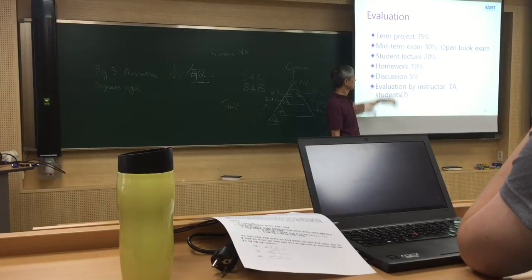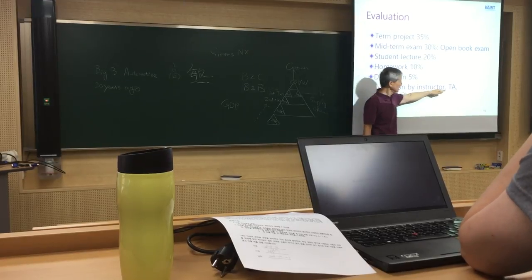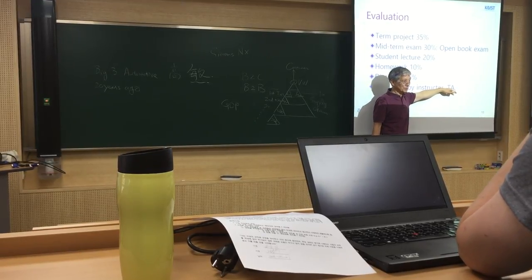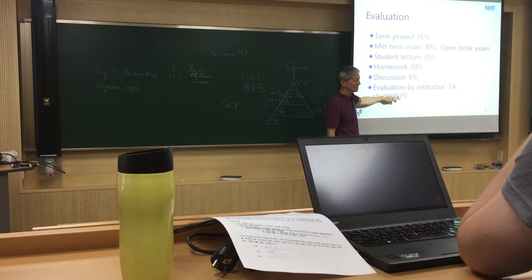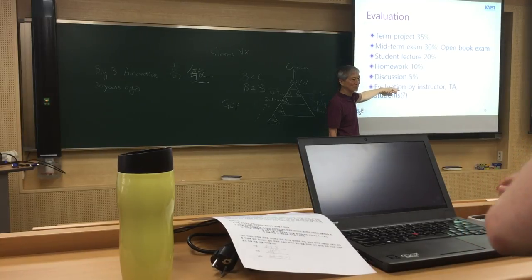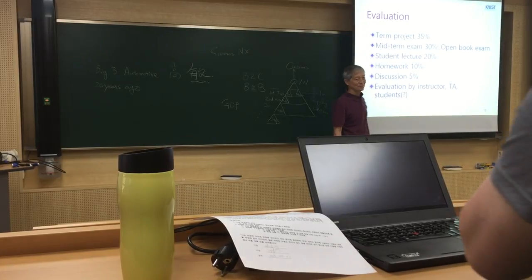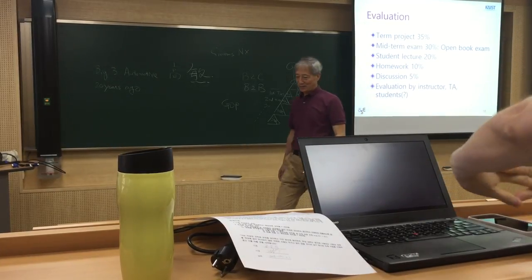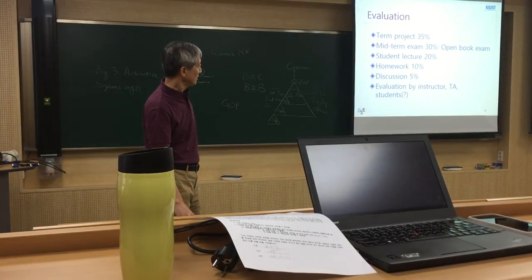Discussion covers 25%. Well, I don't know how to grade it, but usually myself and the TA grade each person. I don't know how you can be involved in that. But do you have any idea how you could participate in the evaluation of other students? I don't have a clear idea.